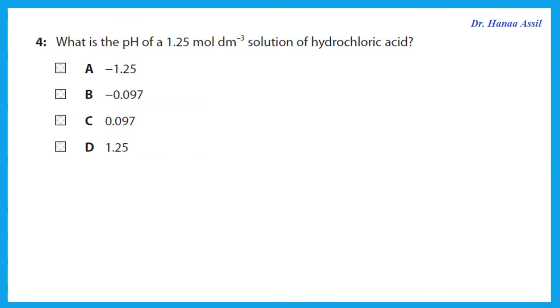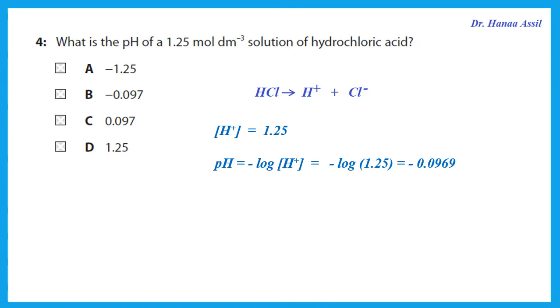What is the pH of a 1.25 mole per decimeter cubed solution of hydrochloric acid? We know that hydrochloric acid is a strong acid, so the concentration of H+ ions is the same as the concentration of the solution. All the molecules ionize. And that means we can get pH by minus log of the concentration of H+ ions, and this gives this number.